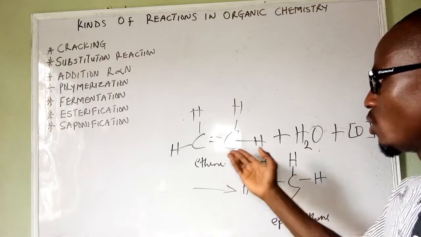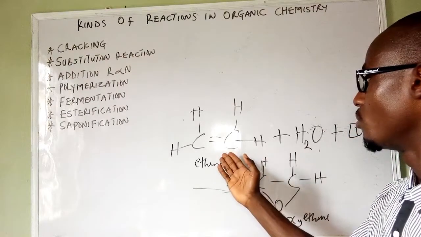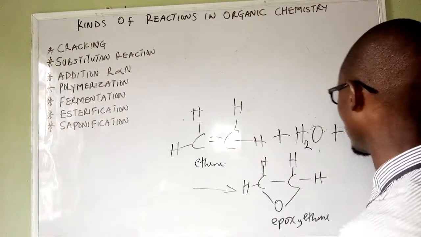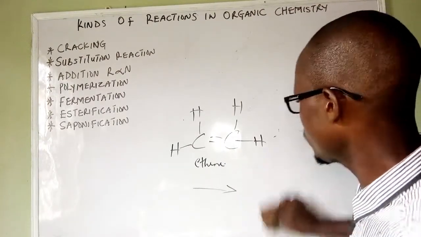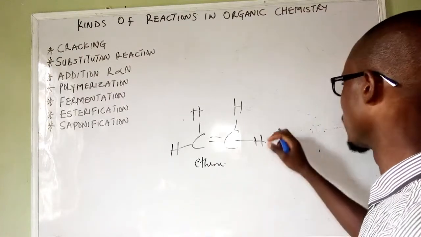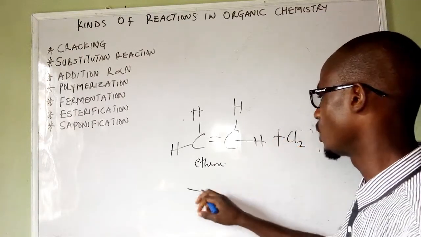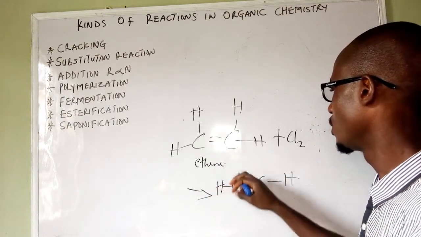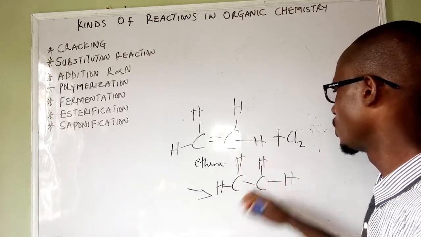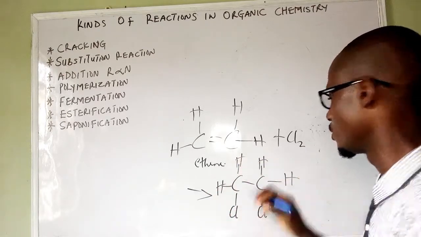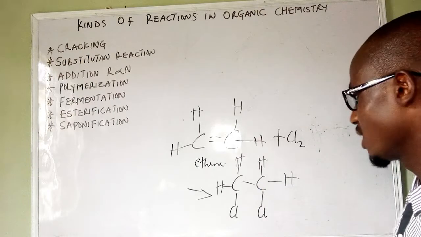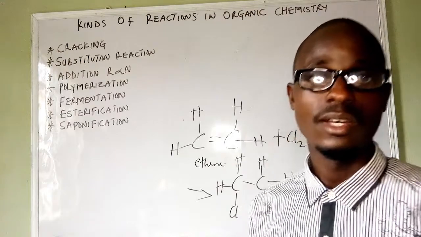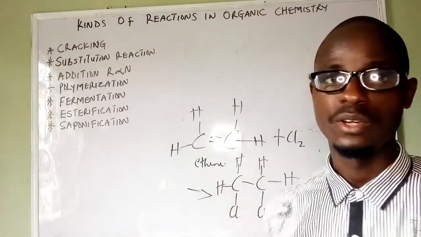You can end up adding oxygen to this, or chlorine to this. You add chlorine. So suppose I added chlorine in the first place. What will I have? If I added chlorine, that is plus Cl2, what I will eventually have is C, then H here, then H here, then H, then H, then I will have Cl, Cl. So that is what I will have, and that is addition reaction. Can you see that the double bond has been eliminated? So that is that on addition reaction.